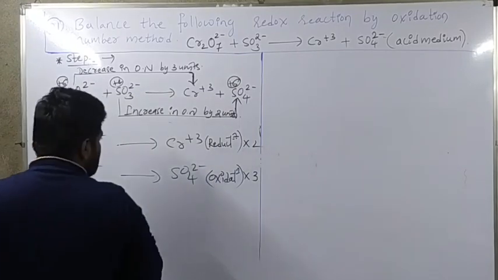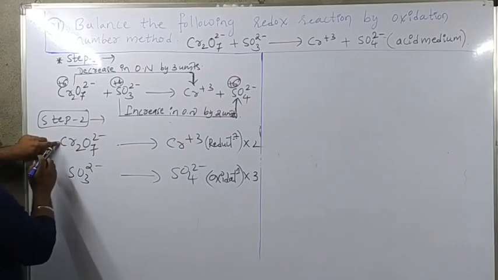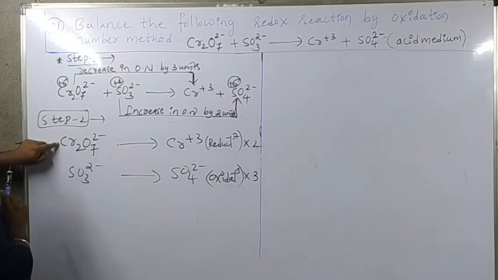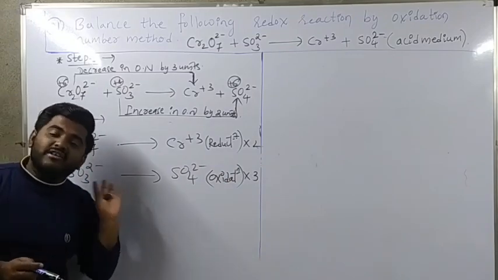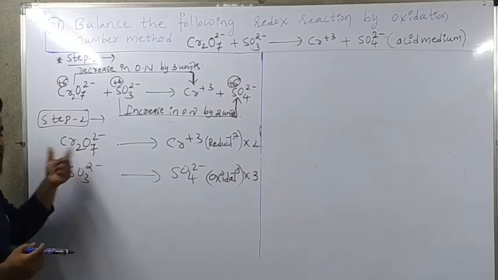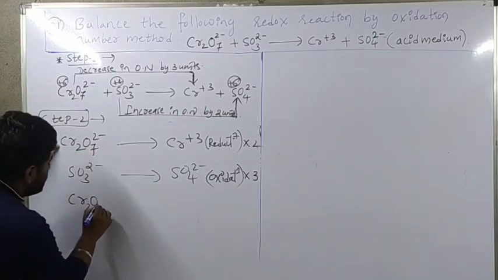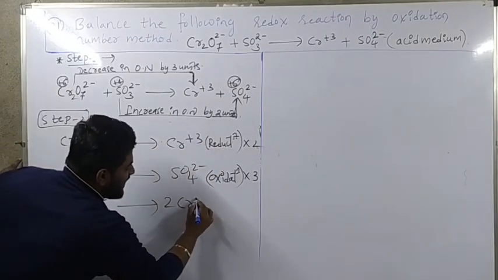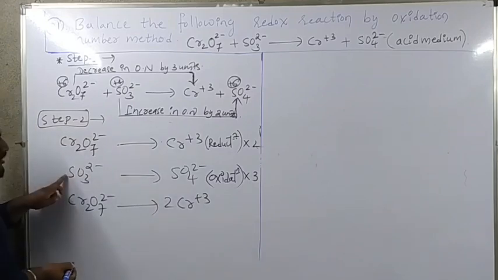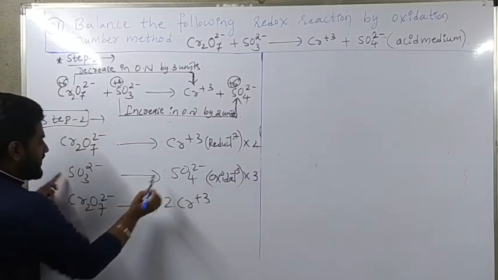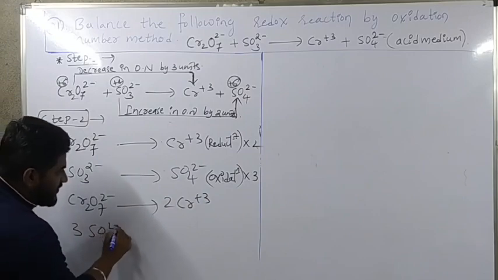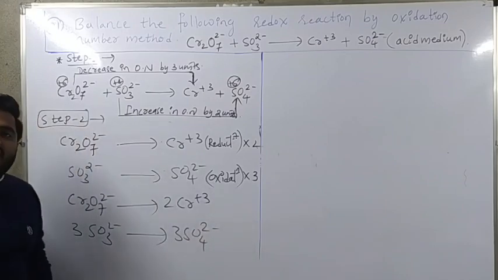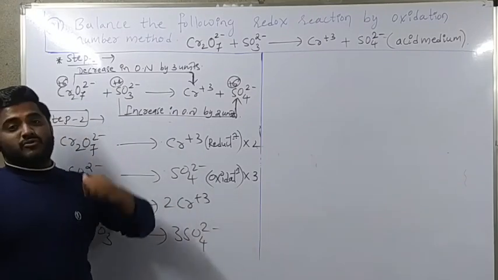So yes, write down that equation. How much did you get? Cr2 already it is there in Cr2O7. We have to multiply 2, but 2 is already present here. In Cr2O7, already 2 Crs are there. Not necessary to multiply here. Directly what you are getting? Cr2O7 2 minus goes to 2 Cr plus 3. Then what about here? It is multiplied by 3. Here also. Tell me, 3SO3 2 minus and here 3SO4 2 minus. I hope you followed. So this is step 2.